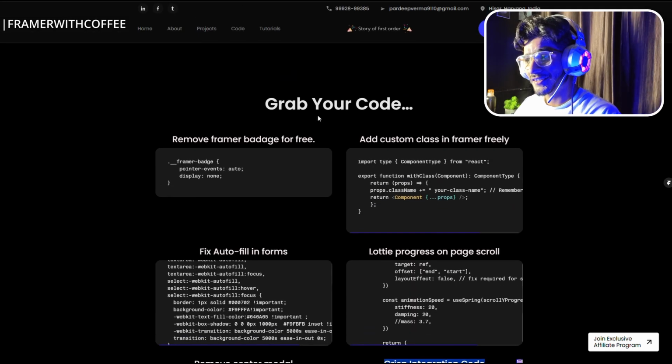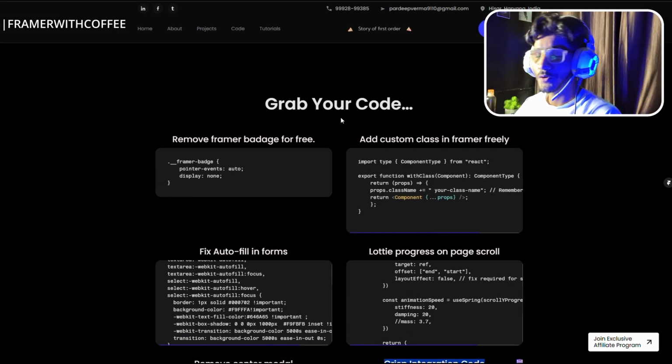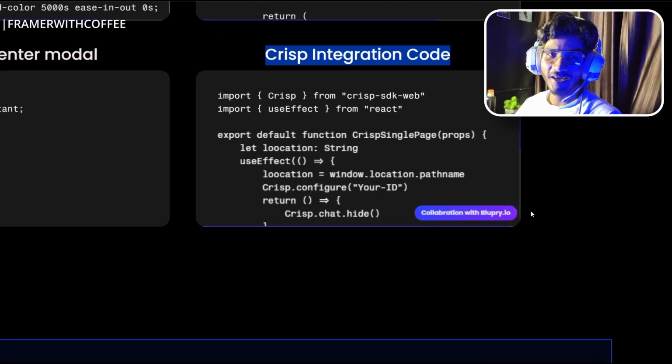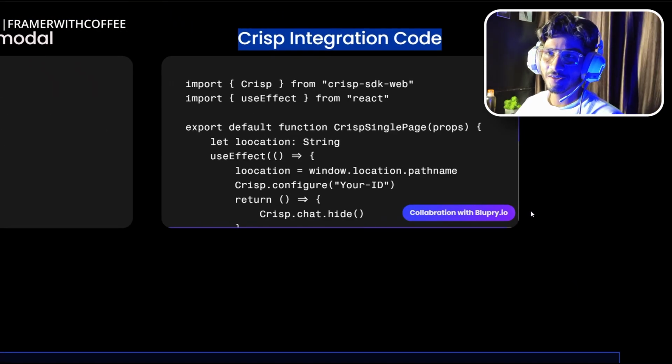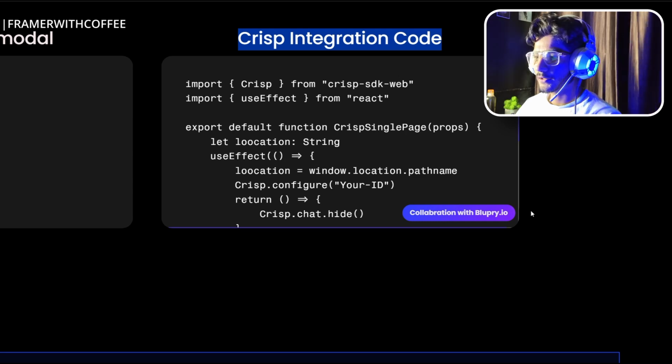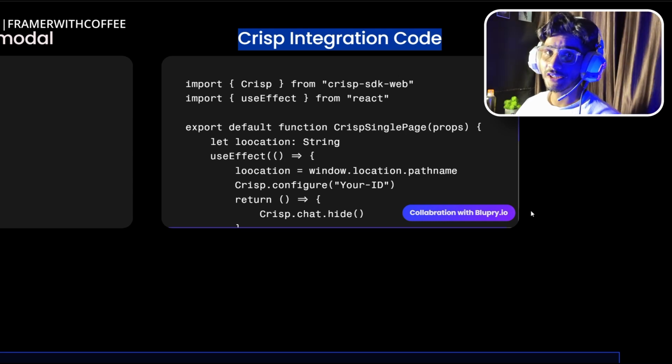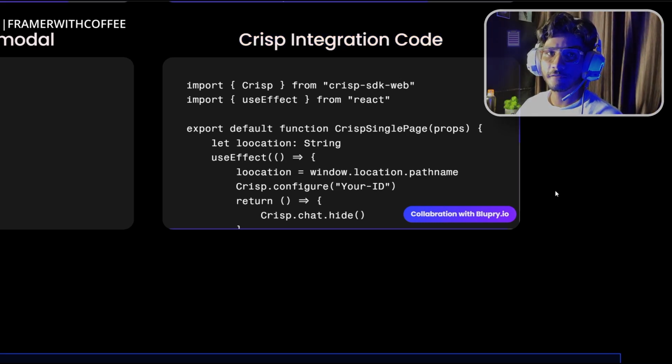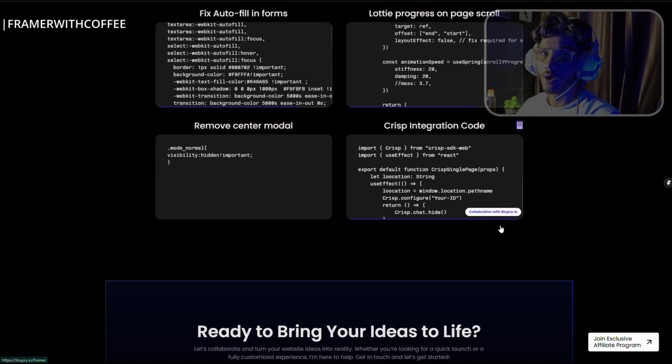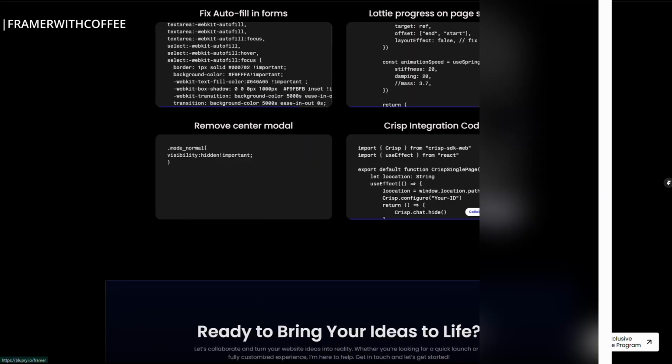As you can see here, this is a collaboration video with Blupry.io. Let me tell you what it is and what they do. Who is Blupry.io? It's a Framer marketplace, a library for Framer users. Let me show you how it works. We are on the dashboard of Blupry.io right now.